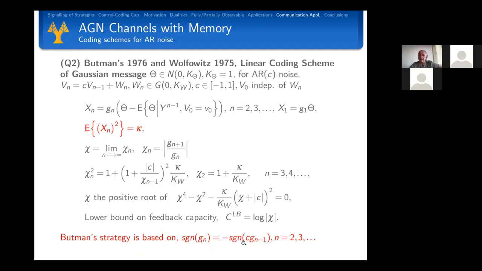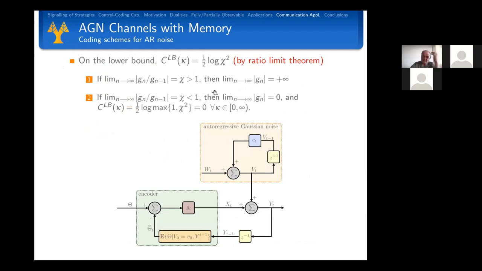The sign of G_n is minus the sign of C G_{n-1}. And this leads to this recursion. And of course, he assumed this thing converges, which it does basically, to this equation. And this is the equation that is given by others as the capacity when the noise is stable. That's the one I compared.